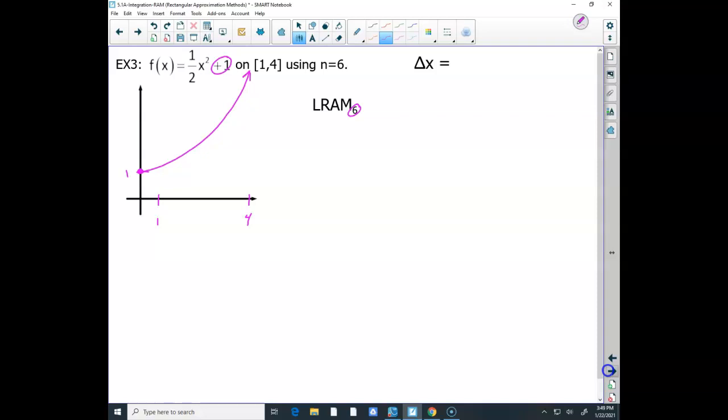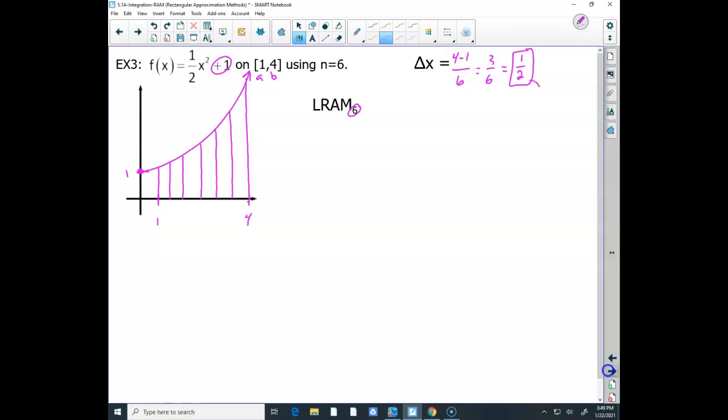Well, if I need 6 rectangles in there, I need to know what's the width of each rectangle. Well, the width of each rectangle is b minus a, so I have to take 4 minus 1 and divide it by 6. That's going to give me 3 over 6. So the width of each one is 1/2, okay? Don't kill yourself trying to figure out what the x-axis is. I need 6 rectangles from here to here, so I'm going to go here, here, here, and make 6 of them, because the axis is easiest to get.